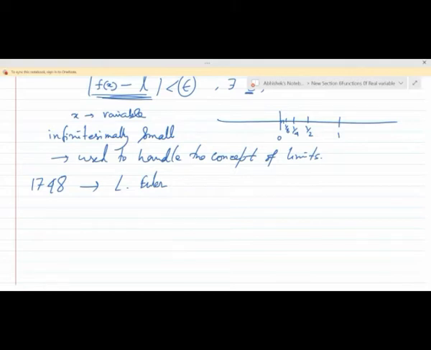And after that, in 1821, Cauchy published some papers on analysis, which were regarded as an important mathematical exposition for many years. Okay. But the final precise formulation was initiated by Karl Weierstrass.